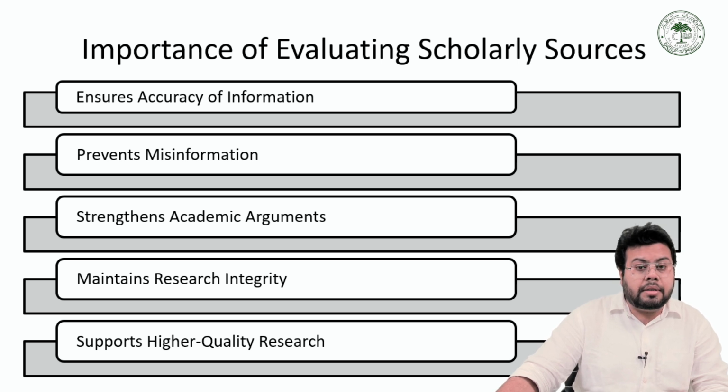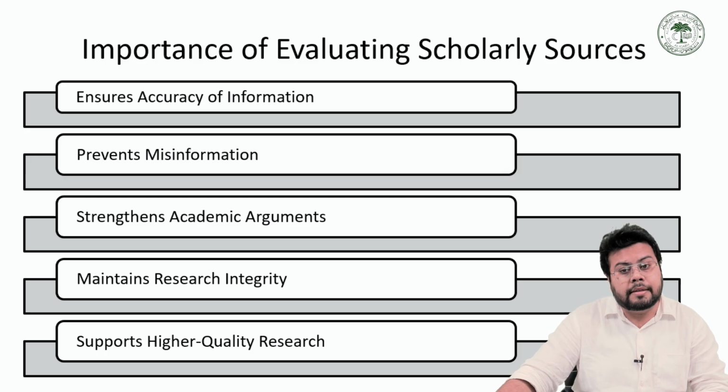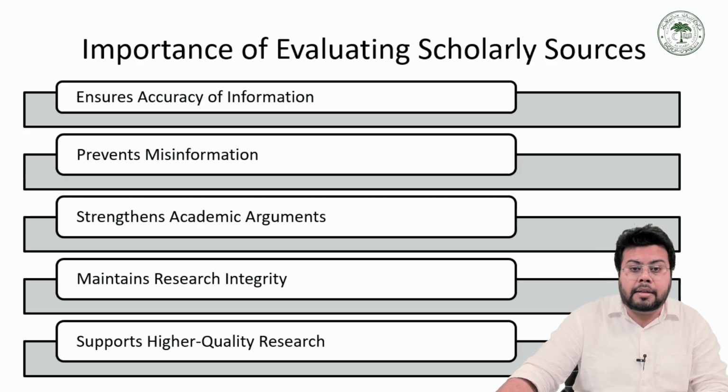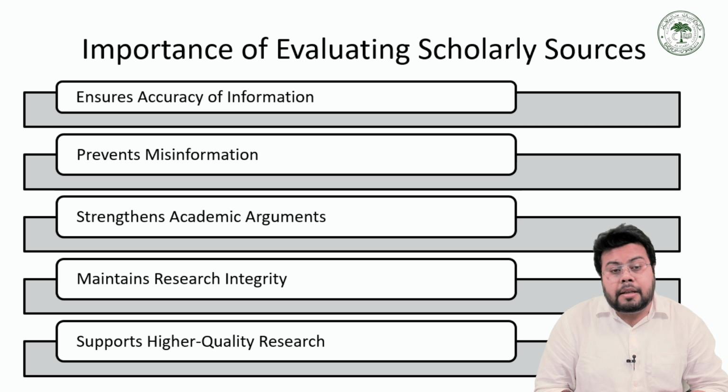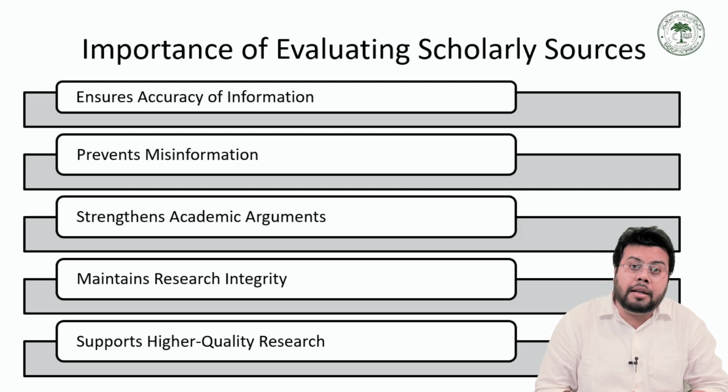Another importance of evaluating scholarly sources is that it maintains research integrity. Academic integrity involves honesty, proper citation, and reliance on credible evidence. Evaluating sources ensures ethical scholarship and helps avoid the use of misleading or fabricated research. Last but not least, it supports higher quality research. Well evaluated resources improve the overall quality, depth, and credibility of academic writing, making research more persuasive and academically sound.